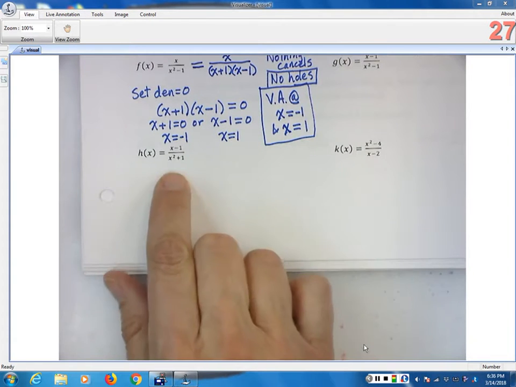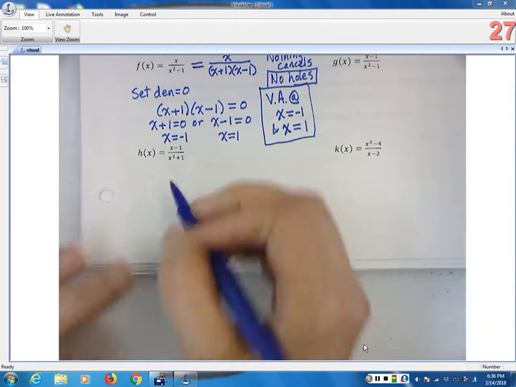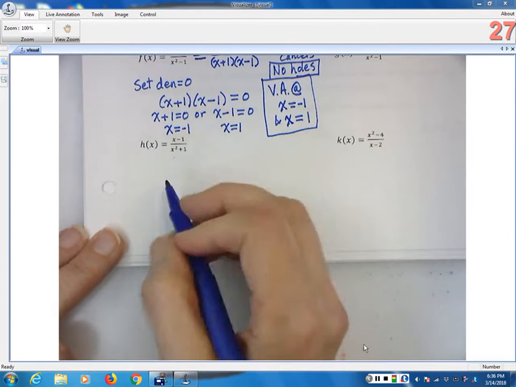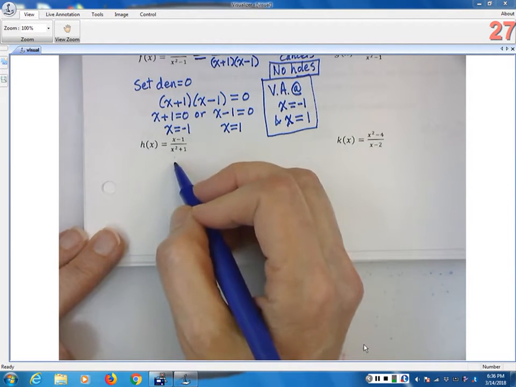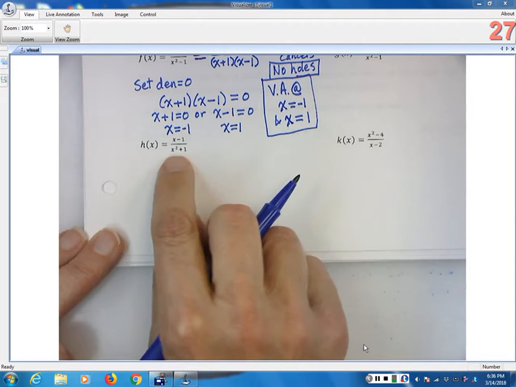But look at this one. We have x squared plus 1 in the denominator. That doesn't factor. You guys believe that that doesn't factor? x squared plus 1?